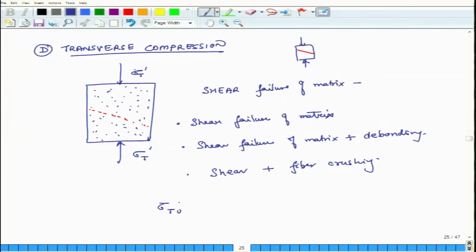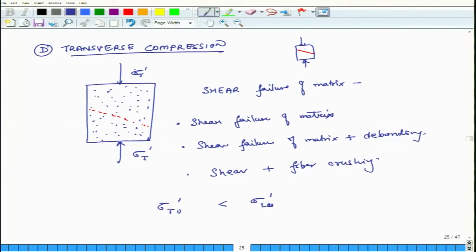sigma Tu prime, the transverse ultimate strength of the composite in the compressive direction, is substantially less than sigma Lu prime. This is important to understand. This is the typical case, okay, unless you have some lateral constraints on the material.